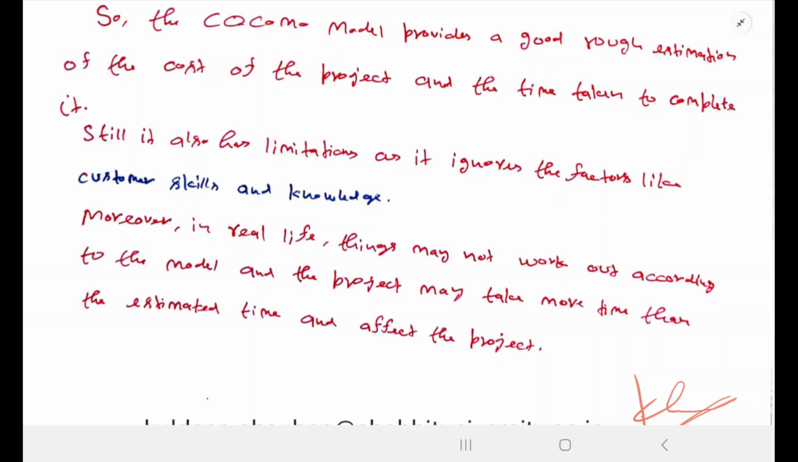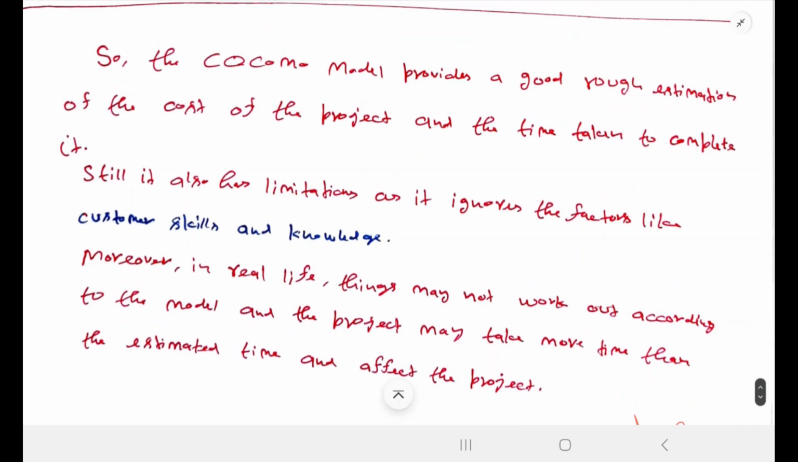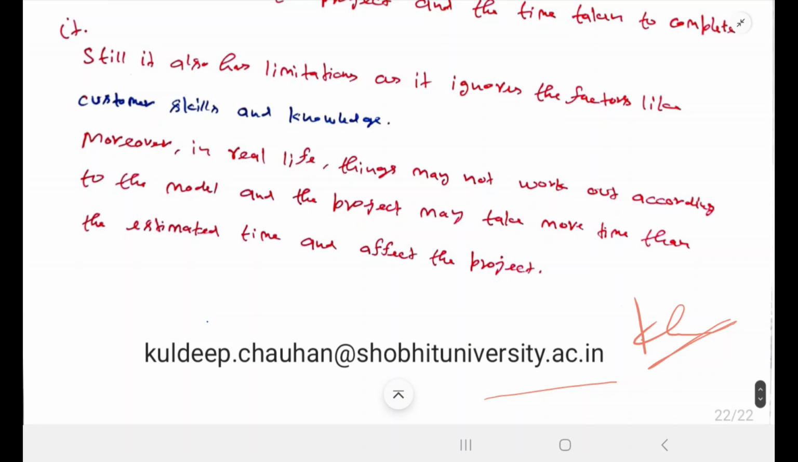Moreover, in real life, things may not work out according to the model, and the project may take more time than the estimated time and effort. But as it was said earlier, it will provide a good but rough idea. So this is all for this lecture. I hope you have learned many things. We have solved questions, and we have seen many tables and values in this lecture.